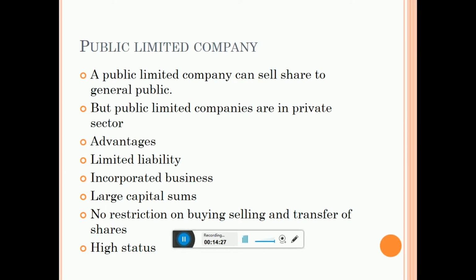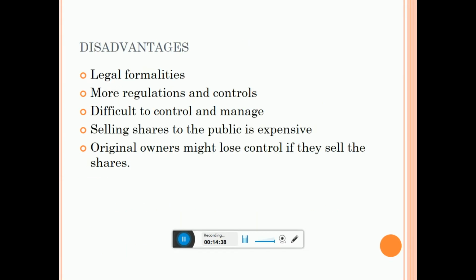There is high status. I can recall the example of Facebook. Facebook is a public limited company, so you can say that Facebook is a high level organization. It has a high status, so this is an advantage. The disadvantages are legal formalities, more rules, regulations and controls, and it is difficult to control and manage. Selling shares to the public is expensive.